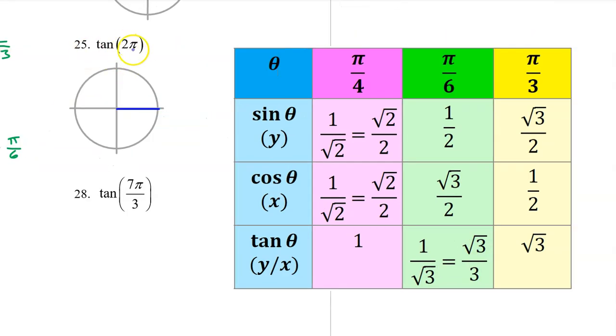For number 25, 2 pi does not fall in a quadrant. 2 pi we know to be all the way around and then back to where we started from. So 2 pi lands right here. So we will not use our chart of memorized facts for this one. We will just use the slope. See how the slope is 0? Because it is a horizontal line. So we will just immediately say 0.